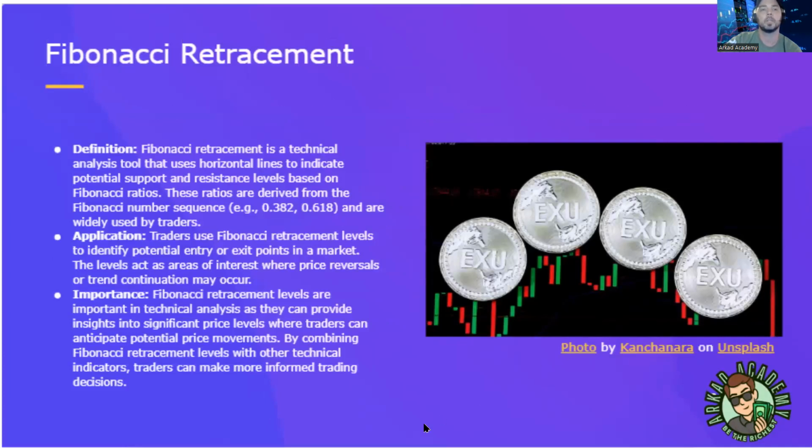So the Fibonacci retracement. Fibonacci retracement is a technical analysis tool that uses horizontal lines to indicate potential support and resistance levels based on the good old Fibonacci ratios. These ratios are derived from the Fibonacci number sequence and are widely used by traders.